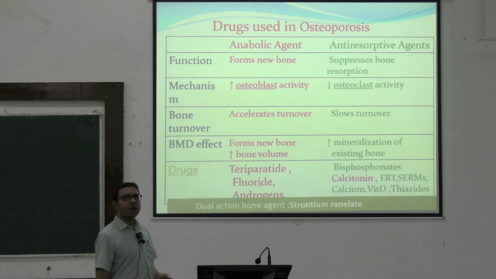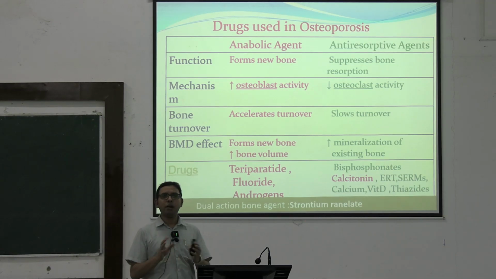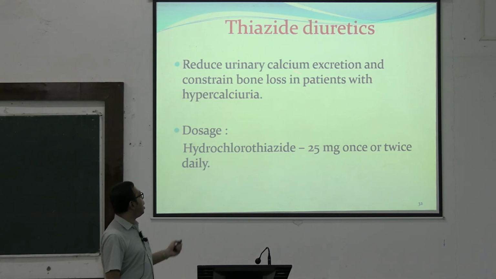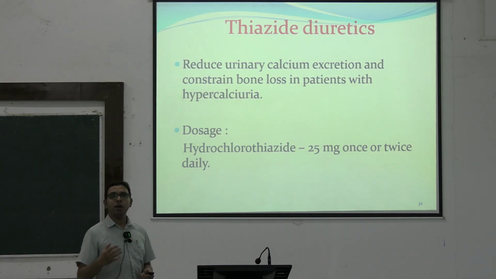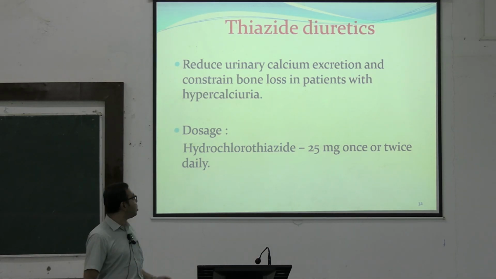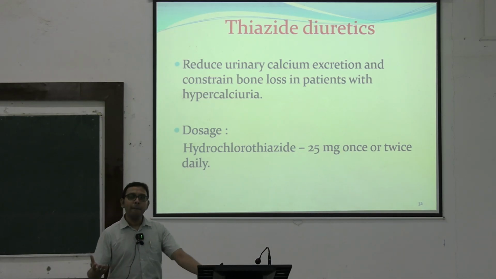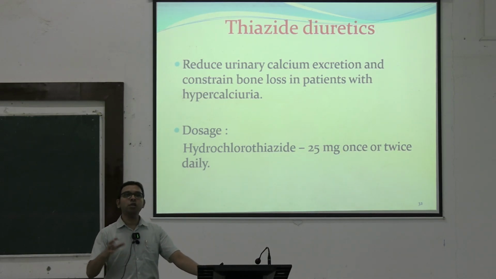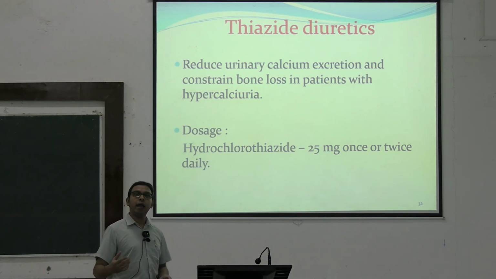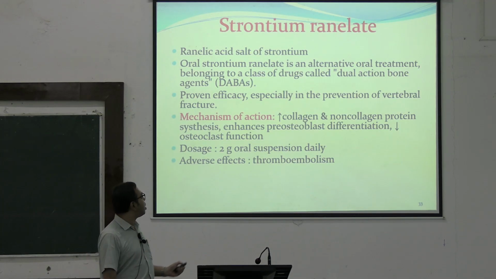And there is another drug, strontium ranelate, that has a dual type of action, but it is less used nowadays. Thiazide diuretic, you already read about the diuretics, the thiazide ones. Basically, they also reduce urinary calcium excretion and constrain bone loss in patients with hypercalciuria. So in patients with osteoporosis, if we need diuretic use, we can use the thiazide diuretic because they help in the osteoporotic cause.